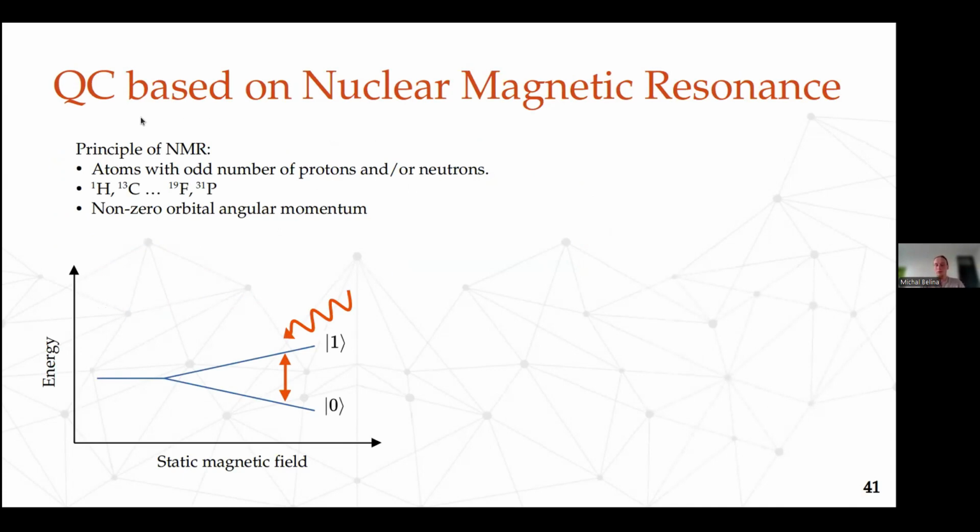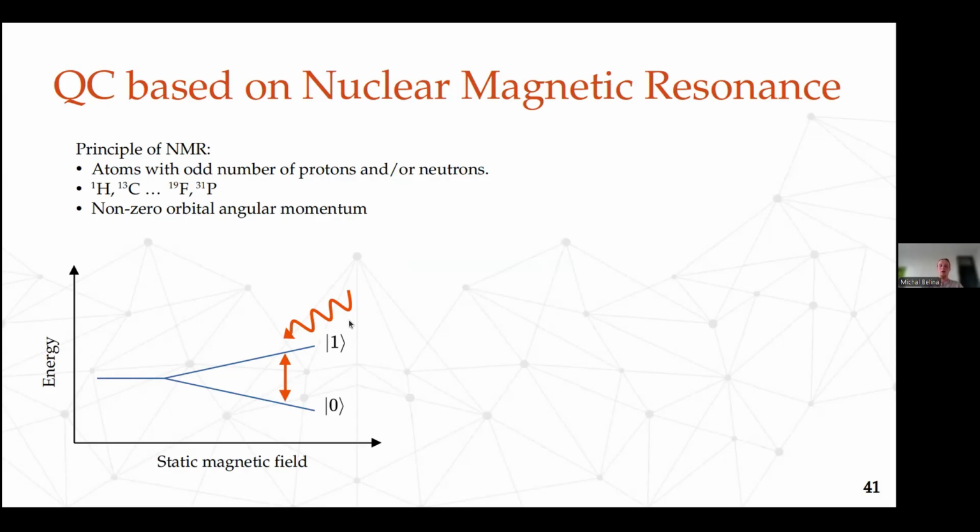But with this, I would like to move towards the last part of the seminar, and this is quantum computers based on nuclear magnetic resonance. Again, it's using quite similar phenomena, but this time we are not dealing with the spin of electrons, but with the spins of atoms. Nuclear magnetic resonance is a really used analytical technique for analyzing chemical compounds.